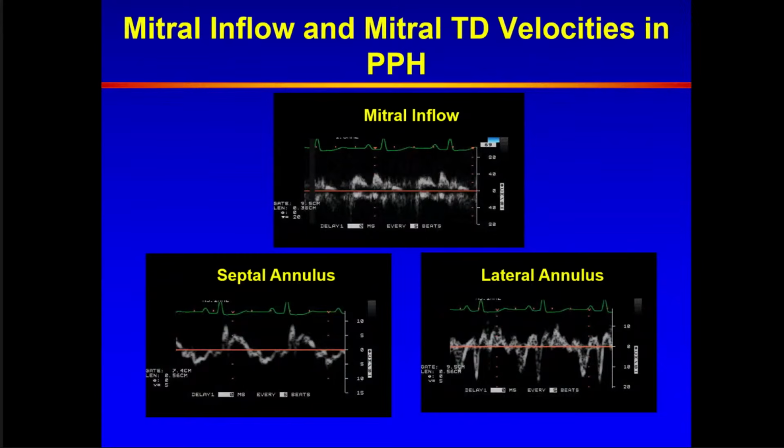So if we go to the purest forms and look at somebody with non-cardiac pulmonary hypertension, you typically see an E to A ratio less than 1 with low mitral E velocity. Septal velocities can be reduced for the E prime because this is contributed to by the RV. In comparison, the lateral velocities are normal. That tells you that the diastolic function of the left ventricle is normal, as is the LA pressure.